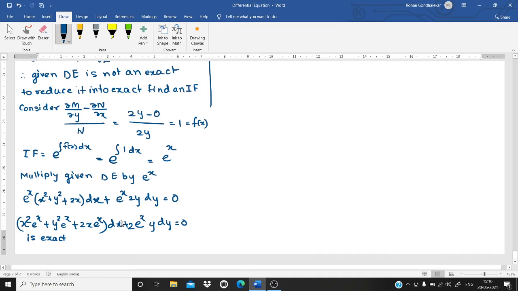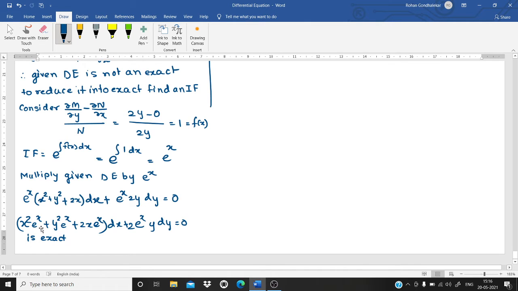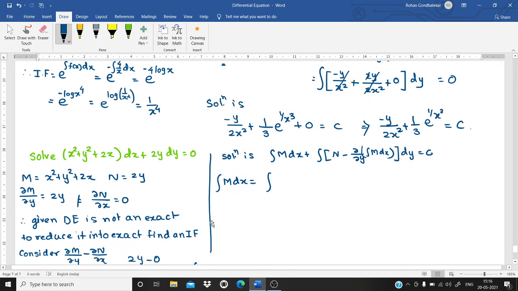The integral M dx is equal to, what is M? Look at the new differential equation. What is M? The M is x square e raised to x plus y square e raised to x plus 2x e raised to x. So hence this is integral of x square into e raised to x plus y square into e raised to x plus 2x into e raised to x.